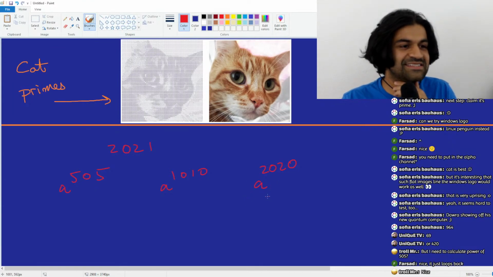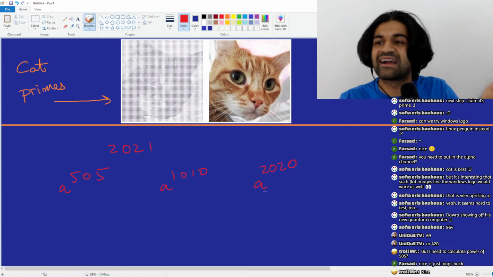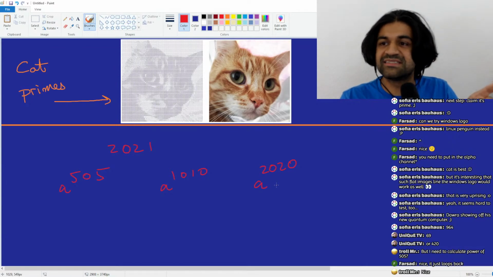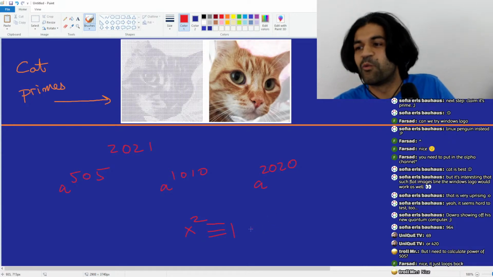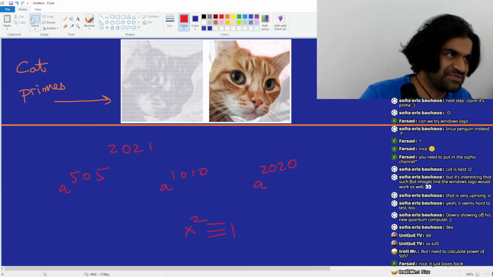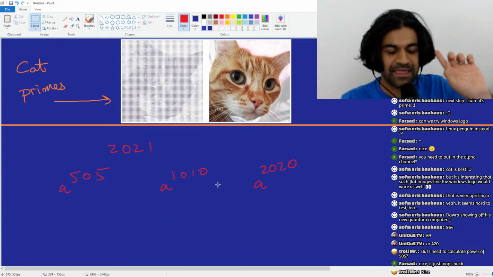If you're not getting ones and negative ones, you know for a fact that you're not dealing with a prime, because the only solutions to x squared being 1 modulo a prime are 1 and negative 1. That's what you're using here. So it's a very clever test. Okay.